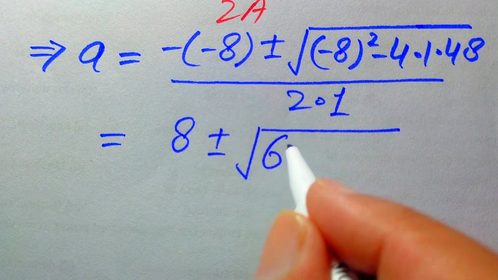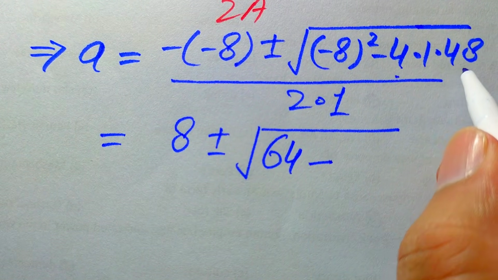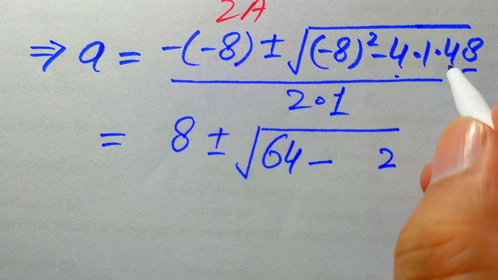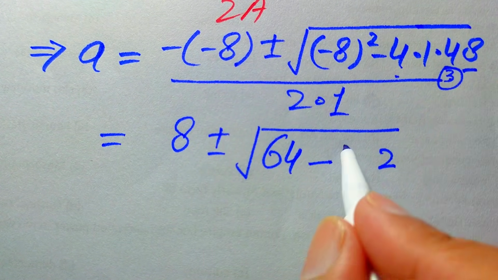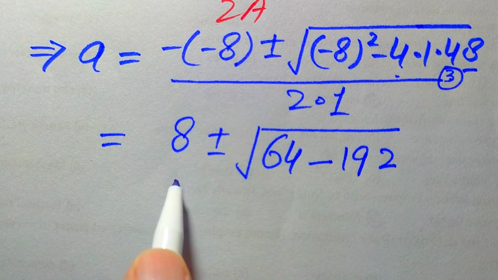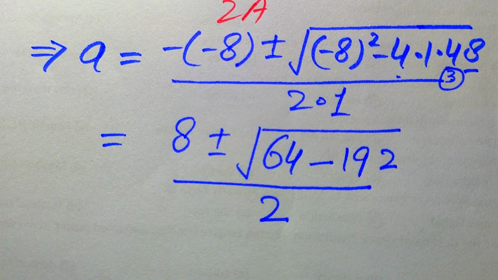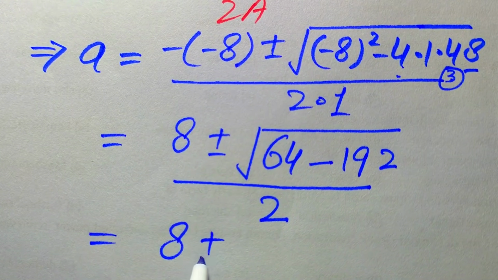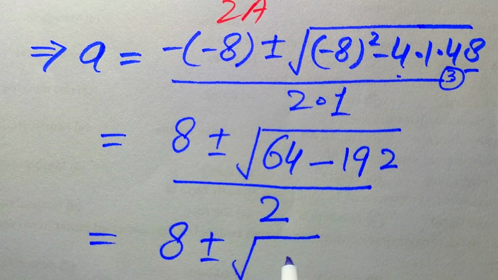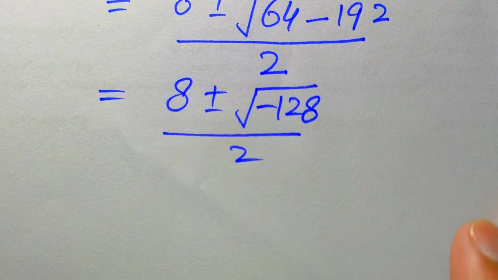minus 8 square becomes 64 minus 4 times 48. 4 8s are 32. We write 2 and carry 3. 4 4s are 16. 16 plus 3 becomes 19. So we get 192, and it is divided by 2 times 1 is equal to 2. So further we subtract these two values and we get 8 plus minus square root of minus 128.